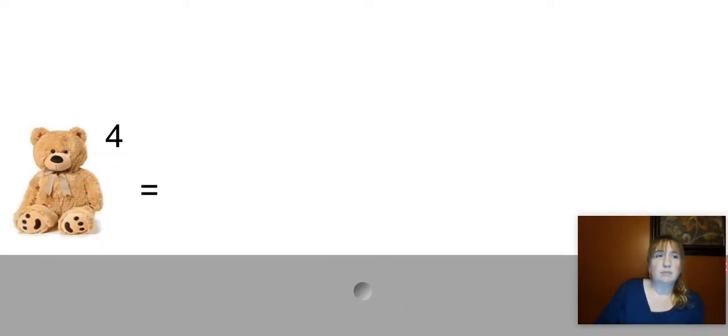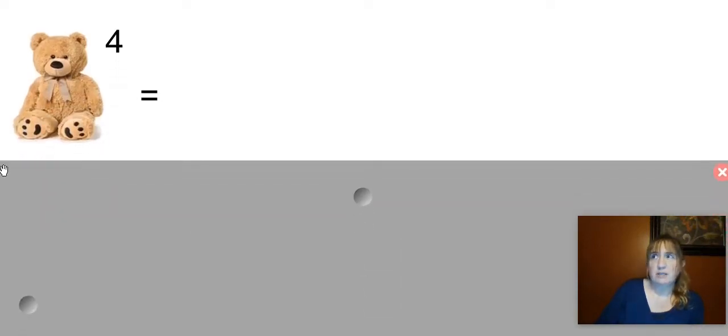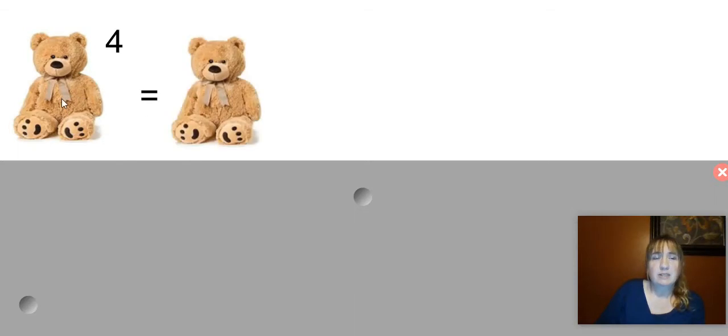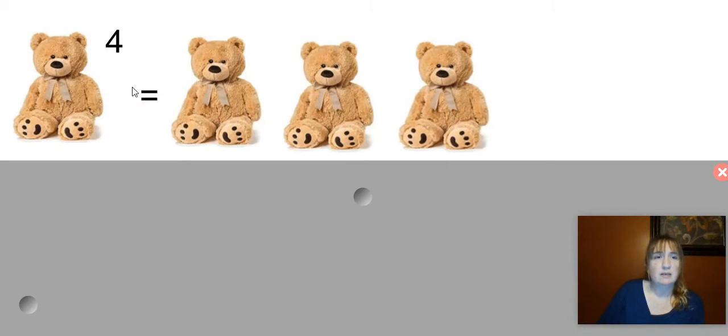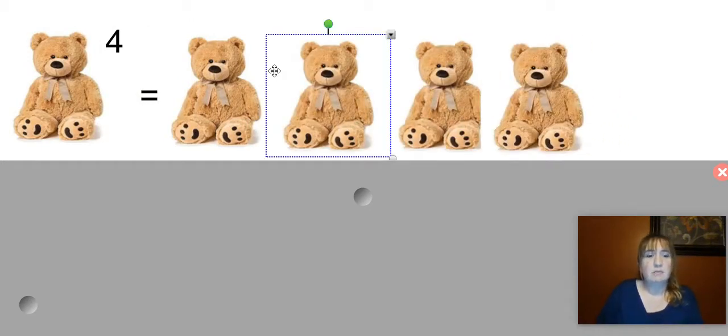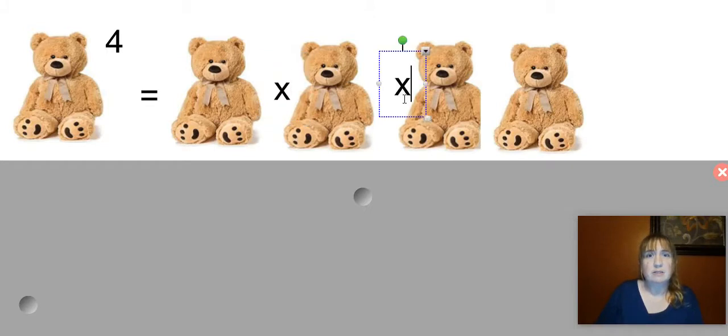We can look at this again in a different example. Let's take teddy bears. If we have teddy bears to the power of 4, what does that tell us? Well, the exponent tells us how many of the base that we need to multiply together. So if I have bear to the power of 4, that means I need bear times bear times bear times bear. Of course, I would then multiply these bears together to get our answer.